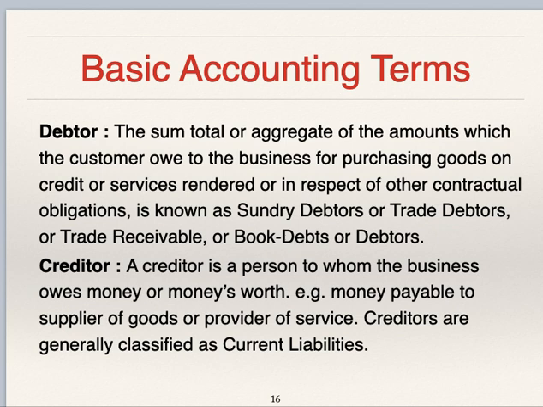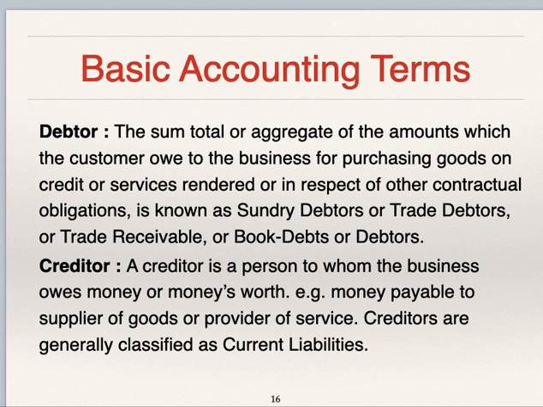So debtors are those persons from whom a business has to recover money on account of goods sold or services rendered on credit. Debtors are classified as good debts, that is, if the business is 100% sure of realizing the amount. If there is some doubt about realization from debtors, then you can classify it as doubtful debts. If the businessman is sure that he is not going to recover money from the debtor because the debtor has become insolvent or bankrupt, you can classify it as bad debts.